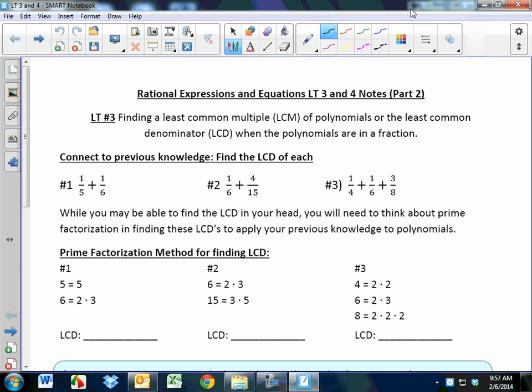All right, I've got the Learning Target 3 and 4 notes pulled up here, but I'm going to break the video up into two. So this video is just for the Learning Target 3 notes. We'll come back and finish the 4 in a second video. Learning Target 3 is finding the least common multiple of polynomials, which will include monomials, binomials, trinomials, etc., which will eventually be called the least common denominator when we start to add and subtract the fractions in Learning Target 4.